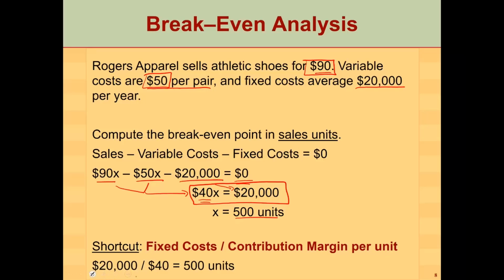My fixed cost was $20,000 and 40 is my contribution margin per unit. I'm basically making $40 to the good for every pair of shoes that I sell. I need to sell enough shoes in order to cover those fixed costs. So one pair of shoes that I sold, I got $40. Two pair of shoes, I got $80. I got to keep going until I cover my $20,000 of fixed cost, and I need 500 pairs of shoes in order to do that.